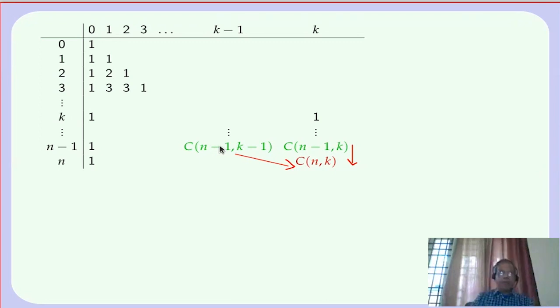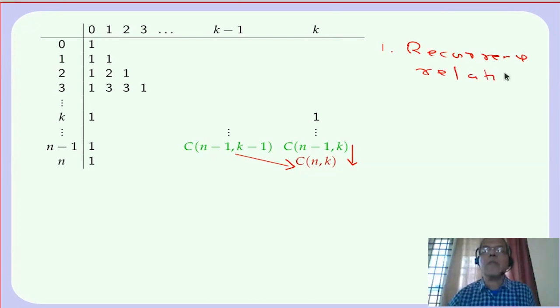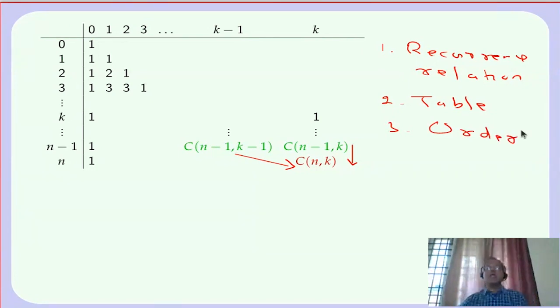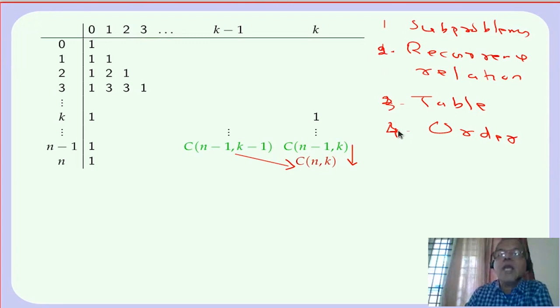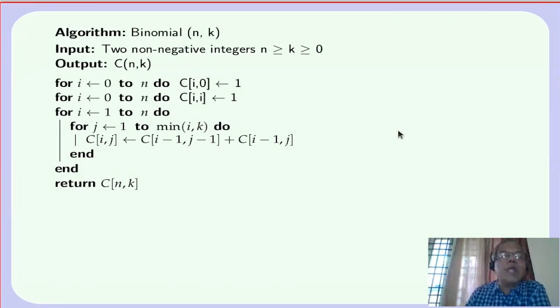So we have designed the algorithm. We started with the recurrence relation. Then the table structure, then the order in which the subproblems, okay, one, what are the subproblems? How are the subproblems related? What is the table structure? What is the order? Only after we have done this design, we have to write the algorithm.